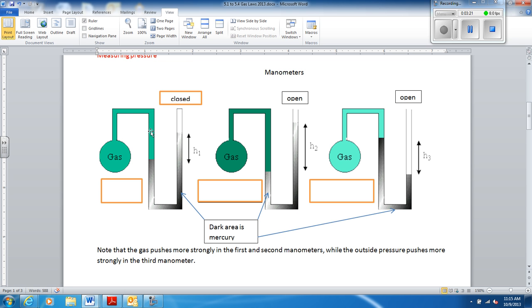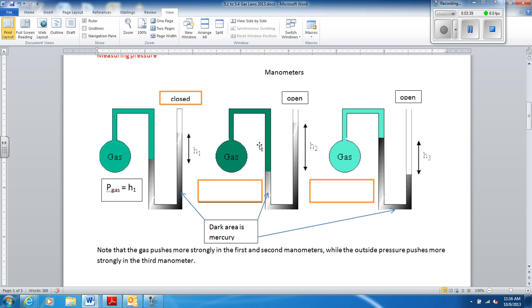Now the pressure of this gas here would just be this height. It's how high the gas is pushing the mercury up. And in here there would be a vacuum, so there's no pressure in here. This pressure in here is 0. So the gas pressure would be the height in millimeters of mercury. That's what millimeters of mercury means.